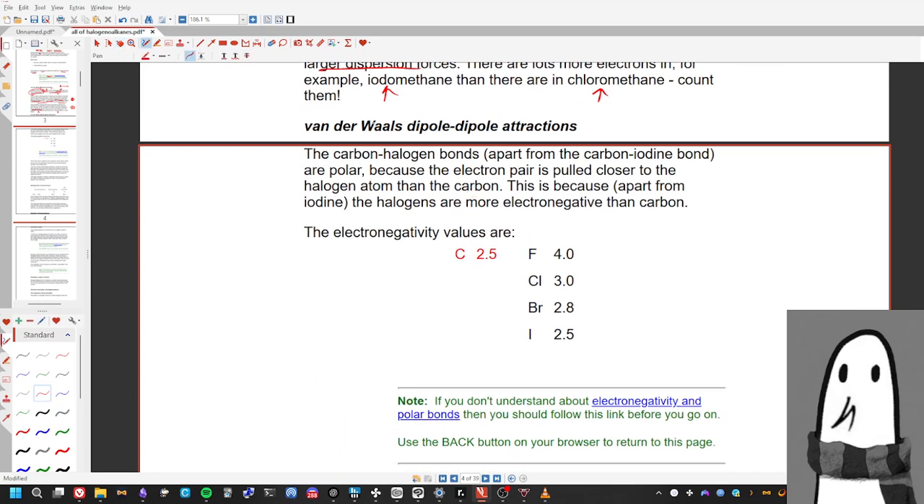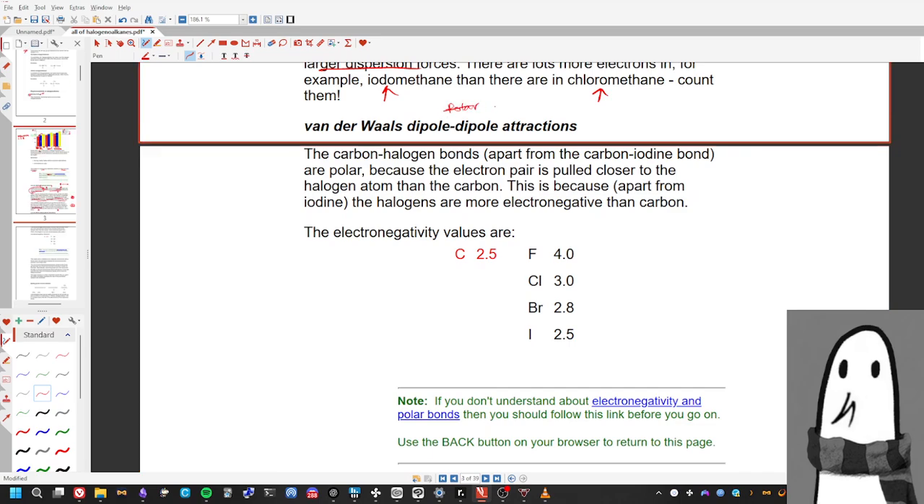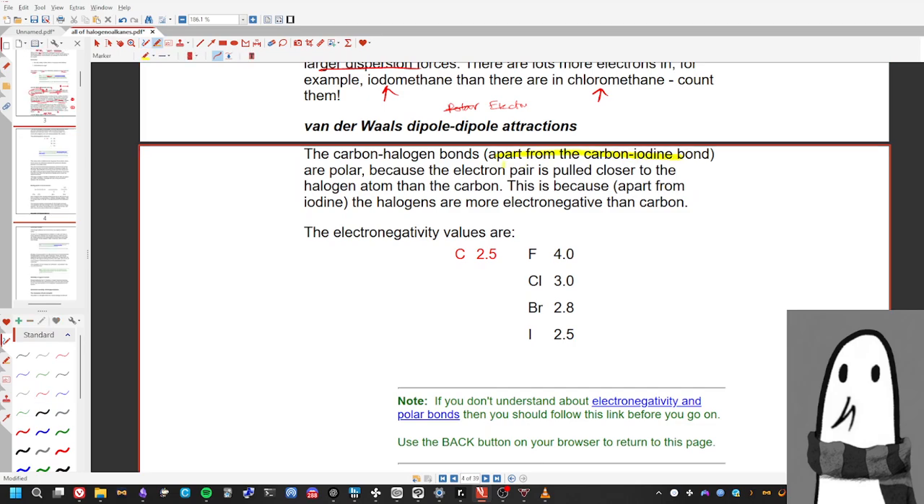Now, talking a little bit about dipole attractions, carbon halogen bonds. If you remember, dipole attractions are about your polar bonds, your electronegativity, that kind of stuff. Your carbon halogen bonds, apart from the carbon iodine bond, are polar. This is not too important, but just remember it for now because we're going to explain it a little bit later. So apart from the carbon iodine bond, your carbon halogen bonds are going to be polar.